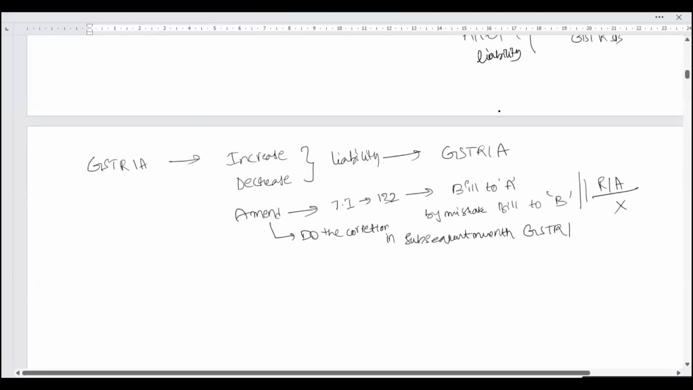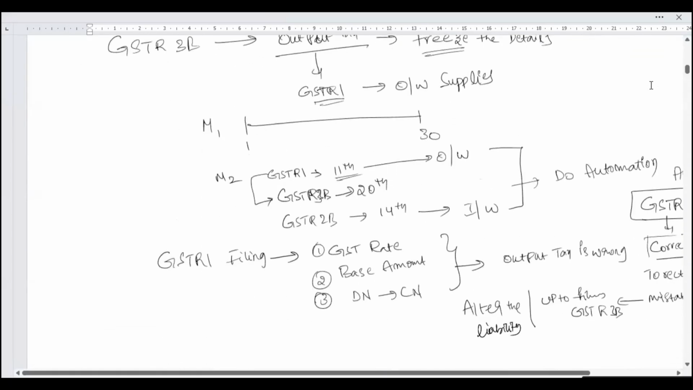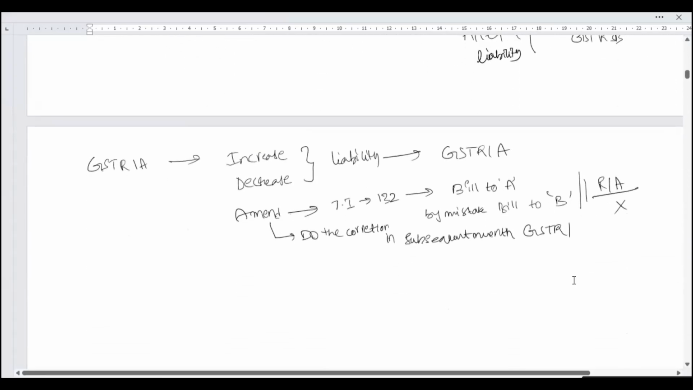So to increase the liability or decrease the liability, take this example. Instead of 1 crore, I have entered 10 lakhs. So a zero was missed out, and a zero doesn't seem to have value, but I realize that it has a bigger value. So what shall I do? Then they say that using GSTR 1A, increase your liability. This is what they have said.